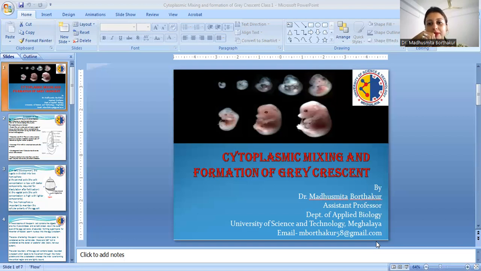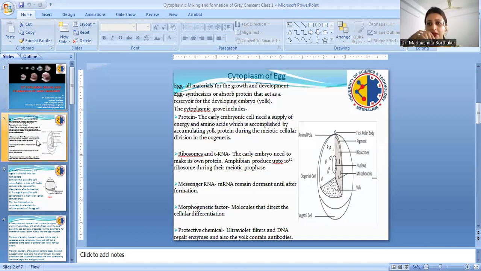Before cytoplasmic mixing, we have to know what is cytoplasm, right? Whenever we say cell, how do we define a cell? Normally, as per cell biology, it's the structural hereditary unit, the basic unit of life. But in terms of developmental biology, we say it is a cell membrane and a controlling element. The controlling element is none other than the nucleus.